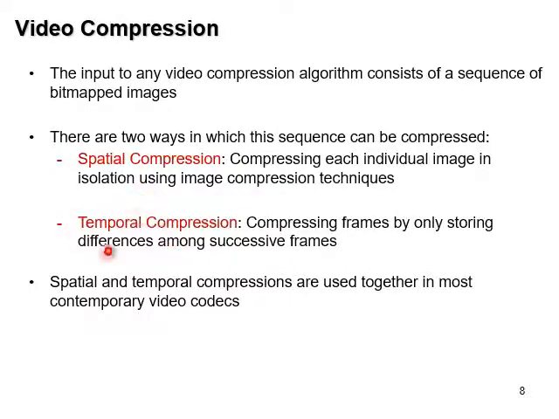Now, temporal compression is different. We're compressing frames by only storing, and we will see examples of this, the differences among successive frames. So temporal here means that we take time into consideration. You're looking at the successive frames and trying to make use of the idea that there might be repetition between frames, and therefore we don't need to store each single frame. Maybe we can only store the differences, as we will see. Spatial and temporal compressions are actually used together in most video codecs that are currently available. Okay, so let's see examples of both.